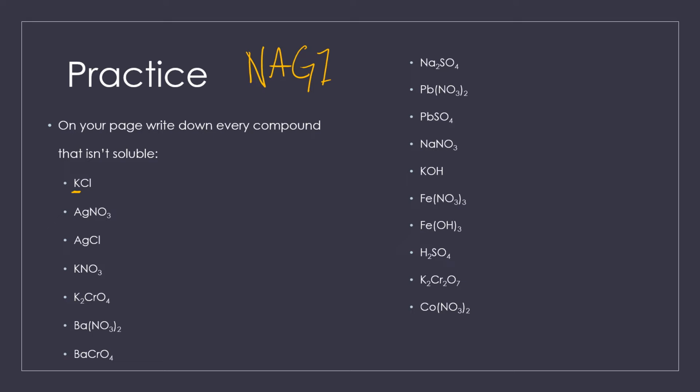Let's look at our second one. Here we have silver and nitrate. Well, nitrate is one of our things that makes a compound soluble, so it is also soluble. Looking at this third one, we have silver and chlorine. That is not part of our rules anywhere, so this one we know would be insoluble.